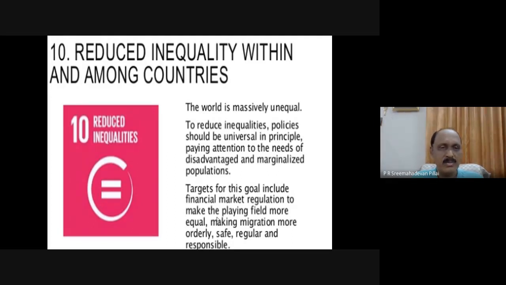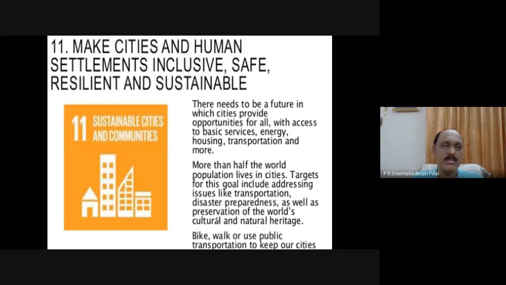Now see the next slide, 11th goal. Make cities and human settlements inclusive, safe, resilient and sustainable. Sustainable cities was a theme for World Habitat Day some 3-4 years back. I still remember I had to give a lecture at Kottayam on sustainable cities on that day. Cities have to be sustainable, otherwise the world cannot, because now almost half of the world population is city population, and moreover, from the pollution contribution, 2/3 of the pollution is coming from cities, not from village areas. Now the next slide.